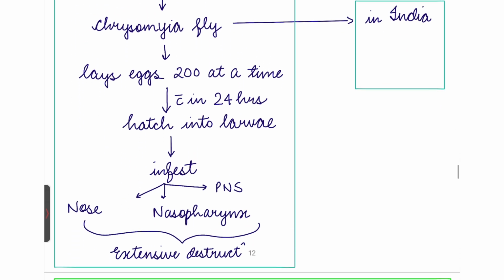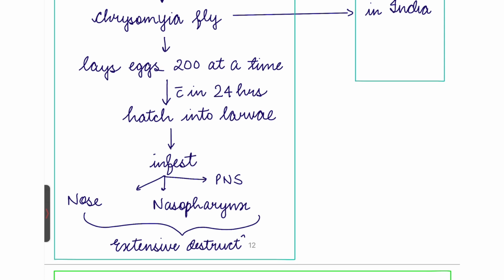Chrysomia fly lays 200 eggs at a time, and within 24 hours, these eggs will hatch into larvae. These larvae are going to infest the nose, nasopharynx, and paranasal sinuses. Here they will cause extensive destruction. In India, they are seen predominantly from August to October.